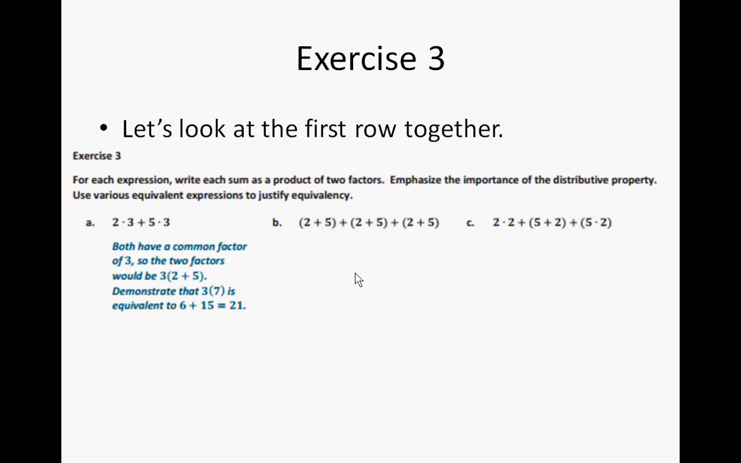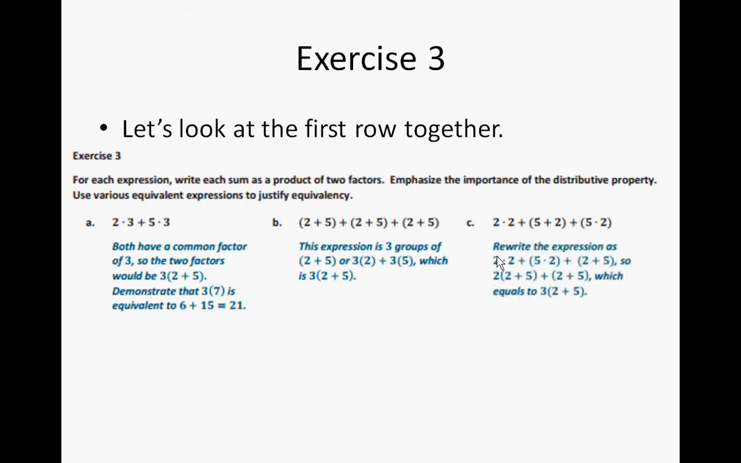All right, so how does that compare to part B? Well, again, we have 3 groups of 2 plus 5, or you can also write it as 3 2s and 3 5s. So therefore, you get 3 times the quantity of 2 plus 5.